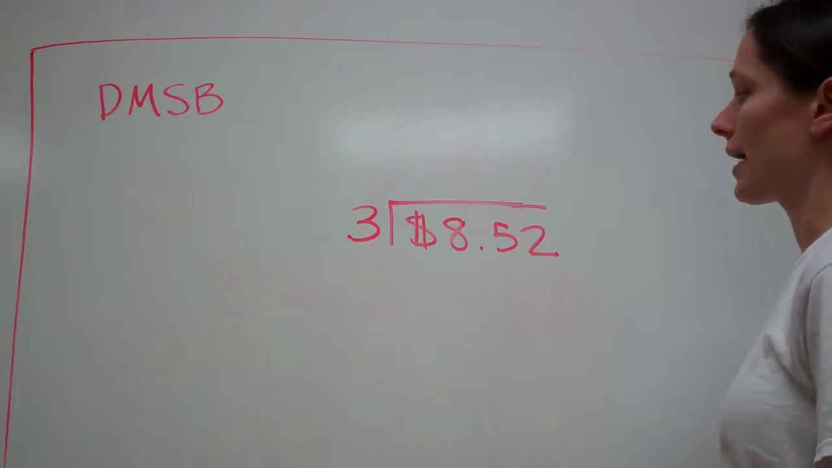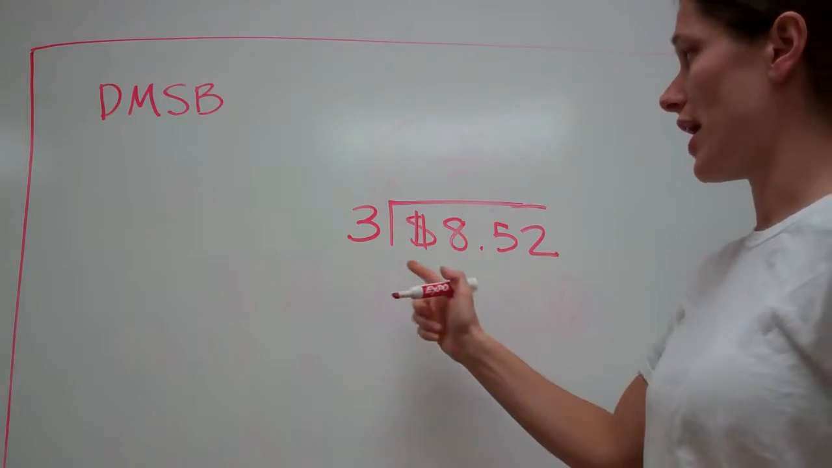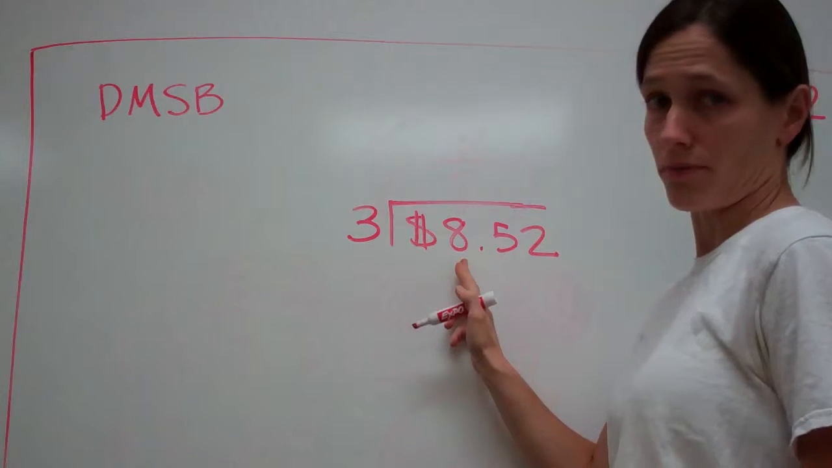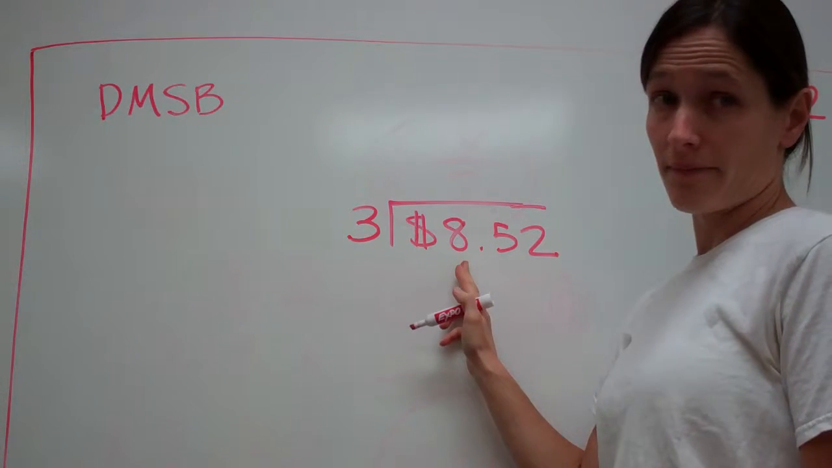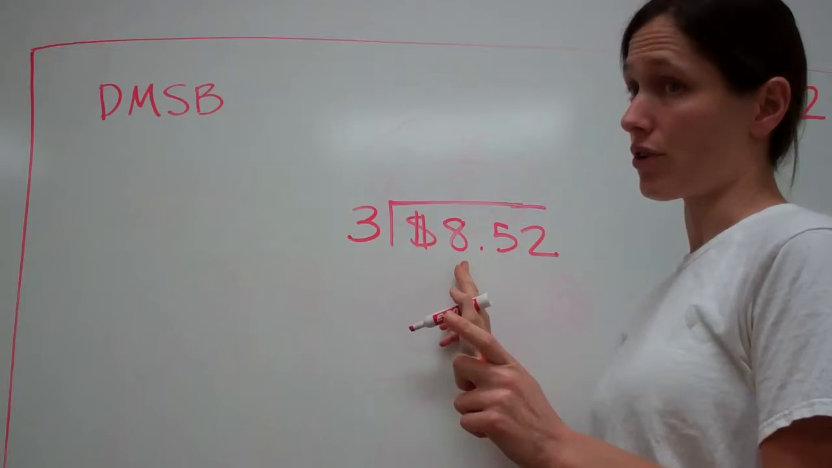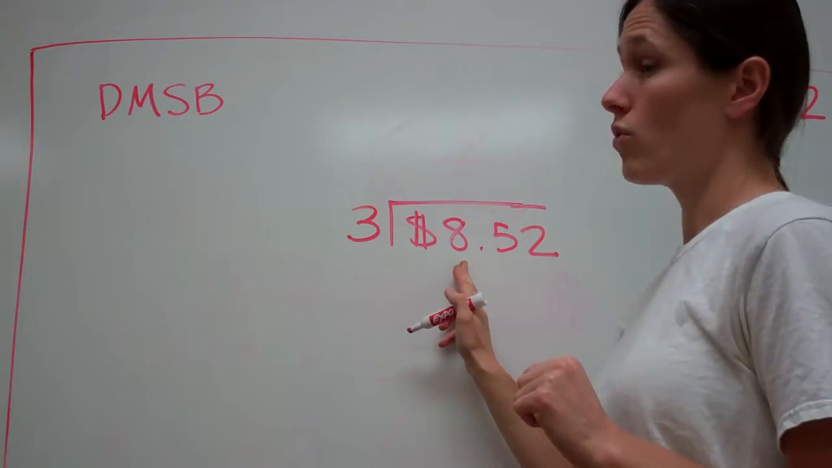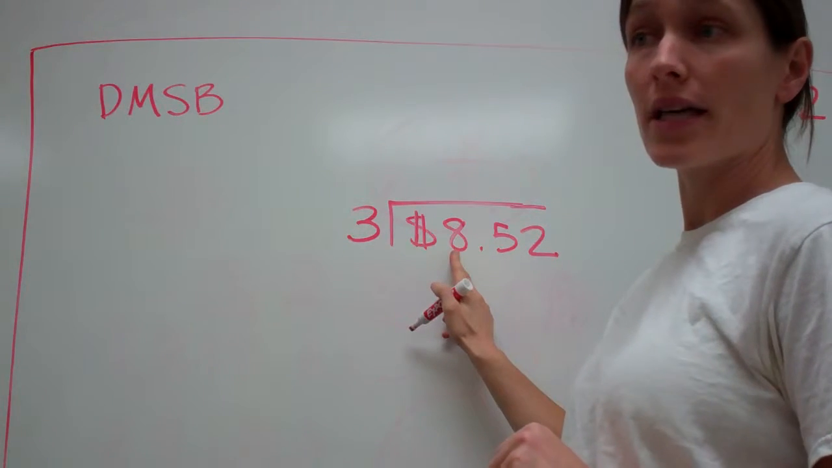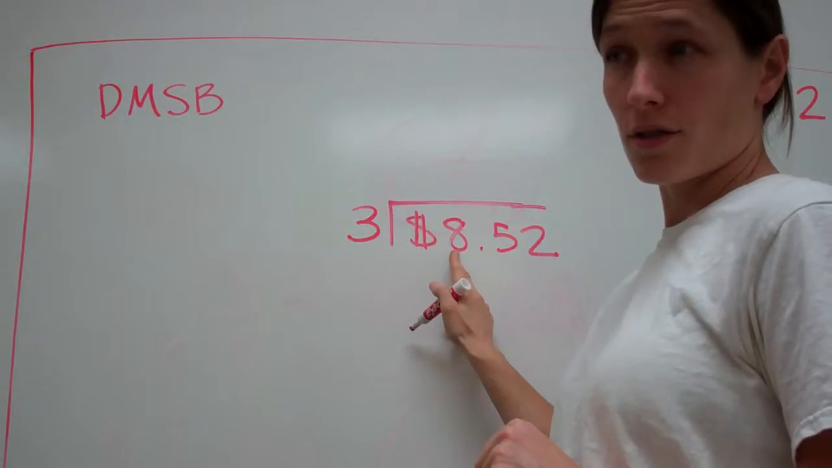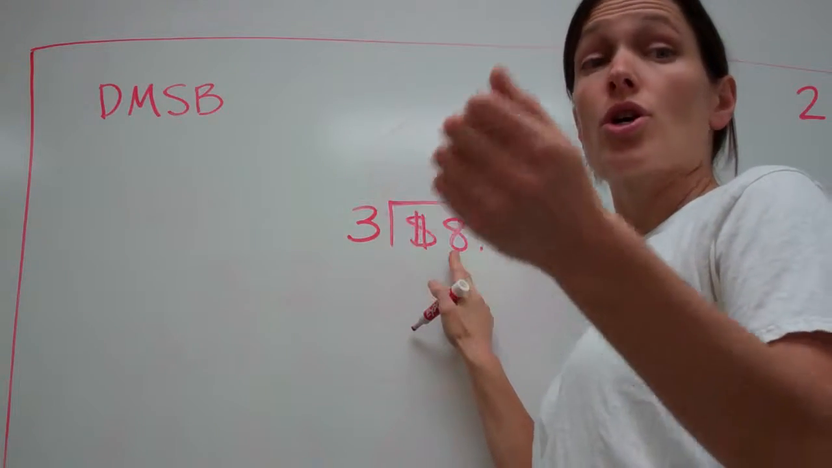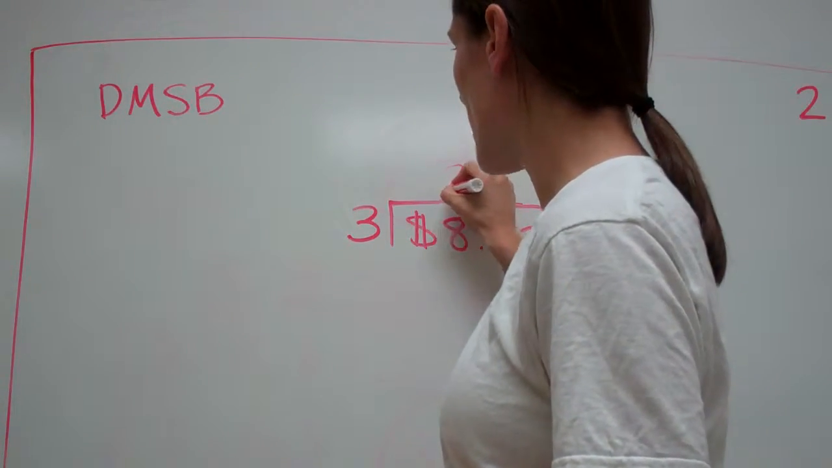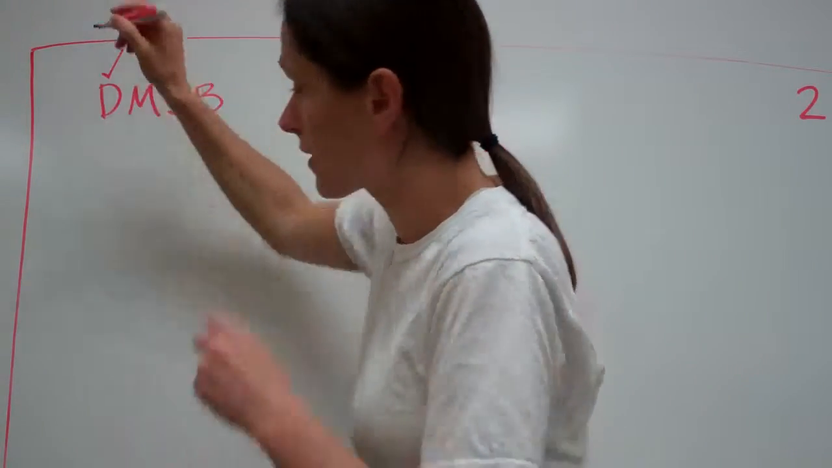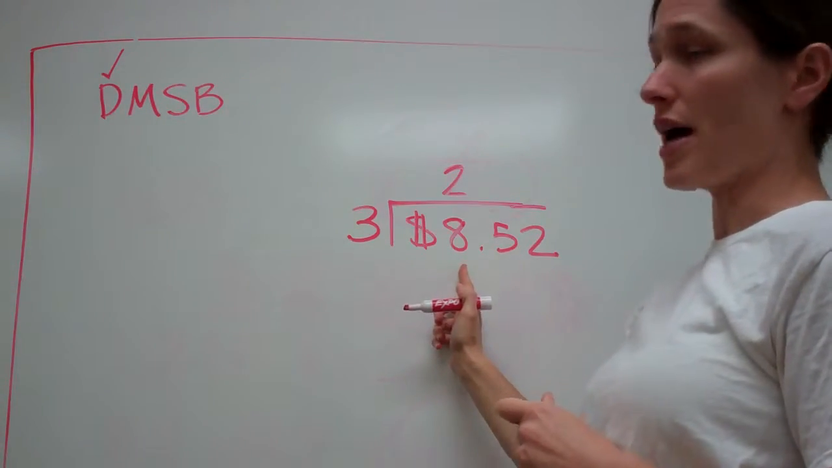So the first thing you're going to ask yourself is, will 3 go into my first number? Will it go in evenly? No. But what's the closest without going over? We're dividing. 3 times what equals 8? 3 times 2. That doesn't equal 8, but it gets us the closest. So 3 goes into 8 2 times.